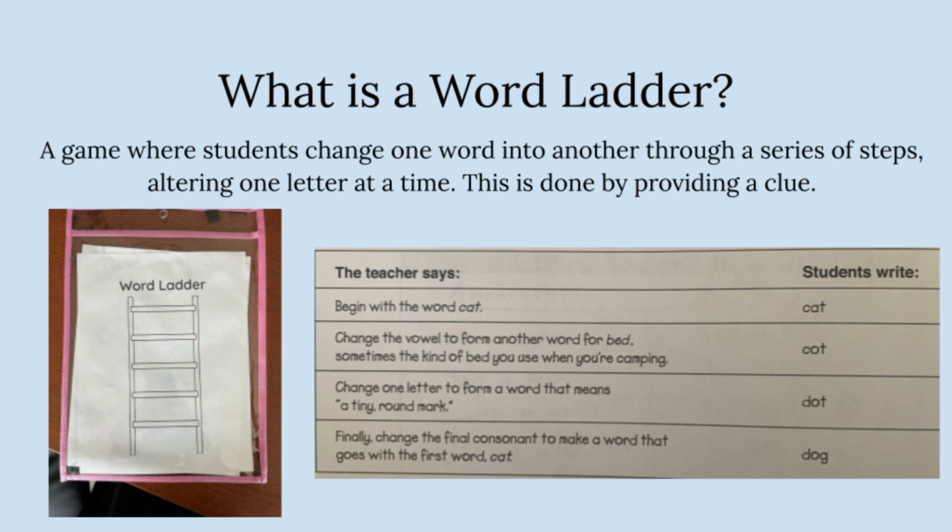The activity sheet I have on the left is a piece of printed paper with a word ladder on it inside of a plastic protector. This way, students can use a dry erase marker and use this piece of equipment multiple times in the classroom.